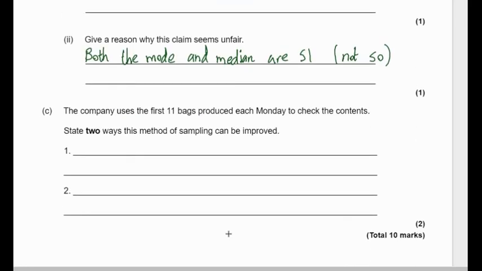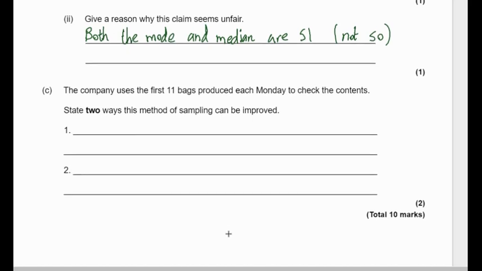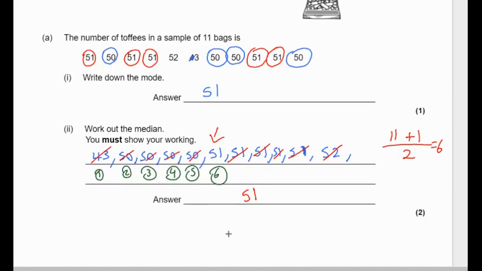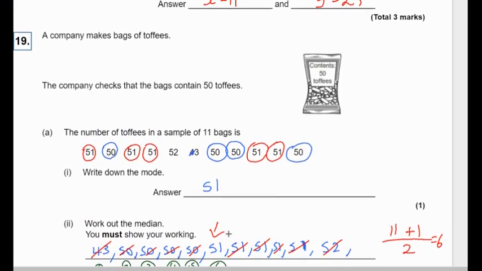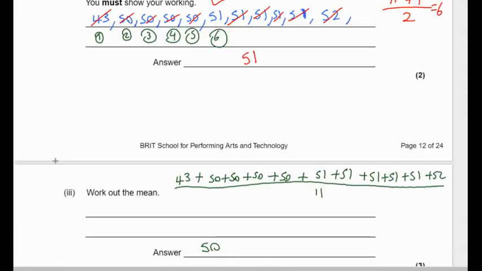Okay, this question is long. Wow. The company uses the first 11 bags produced each Monday to check the contents. State 2 ways in which this method of sampling can be improved. Okay. Well, if the company uses the first 11 bags produced each Monday, first of all, how many bags are normally produced each Monday? So containing 50, sample of 11 bags. Okay, fine.